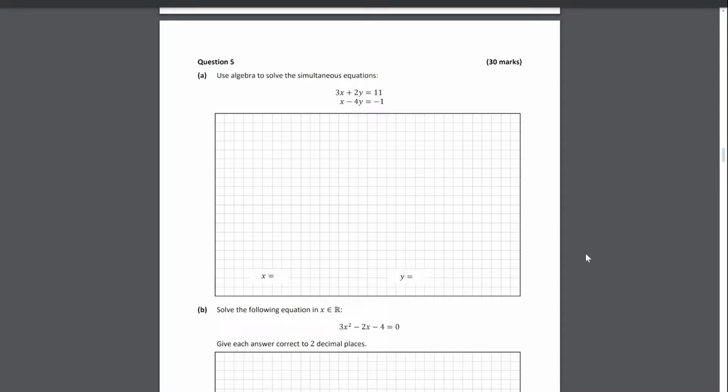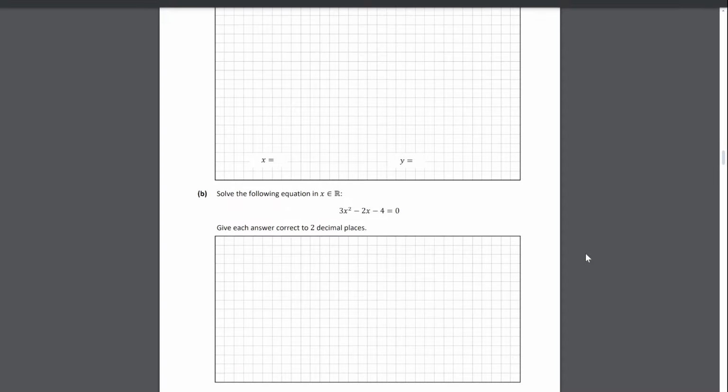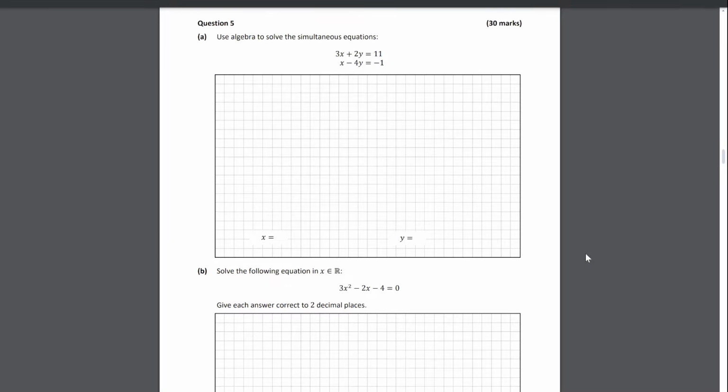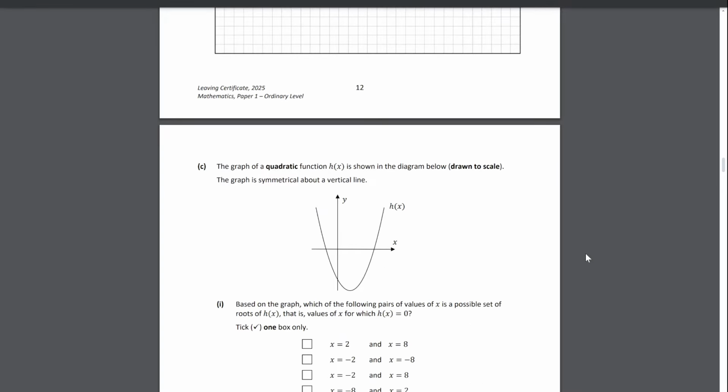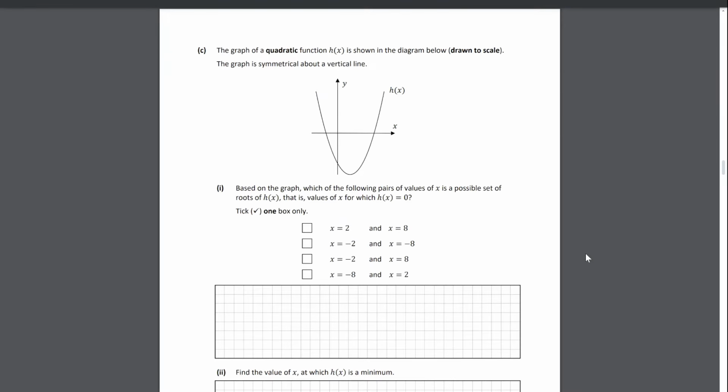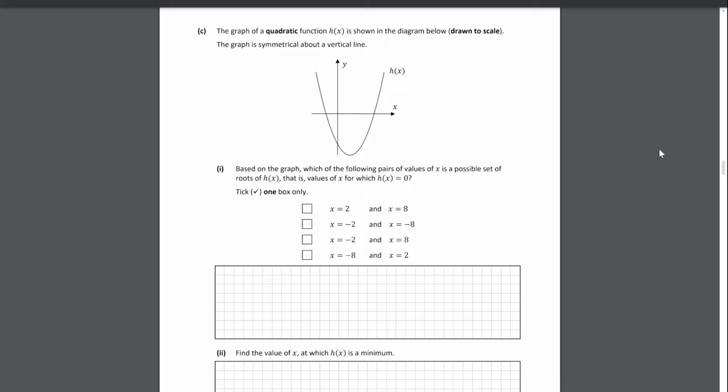Question 5 is simultaneous equations and then going into solving a quadratic. So again, pretty bog standard stuff there. And then part C was about another quadratic. I think this question was a bit interesting because it essentially gauged, again, a lot of theoretical knowledge about quadratics as opposed to can you just crunch the numbers, which I find is a thing they've been including a lot, especially in the ordinary papers.